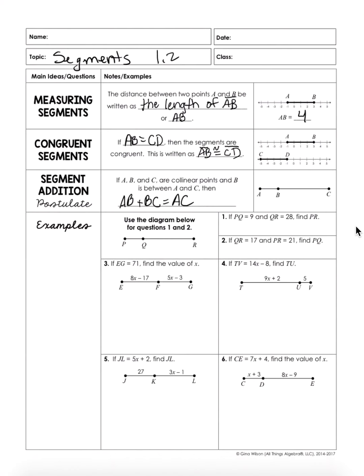Okay, so like for example 1, if PQ is 9 and QR is 28, and we want to find the whole thing, we just say 9 plus 28 is 37. Okay, and we can box that because remember we box things in this class when we're done with it.